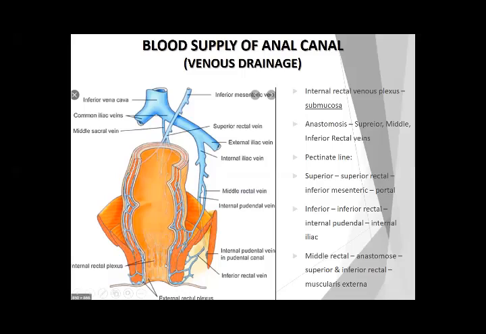This is the pectinate line. Above the pectinate line, the veins drain into the superior rectal veins. This superior rectal vein is simply a continuation of the inferior mesenteric vein. The inferior mesenteric drains into the splenic vein, and the splenic vein drains into the portal vein. So above the pectinate line, the venous drainage is into the portal venous system via the superior rectal vein.